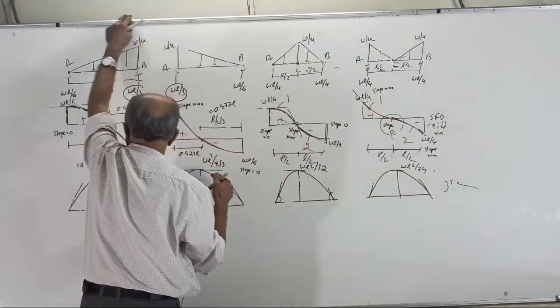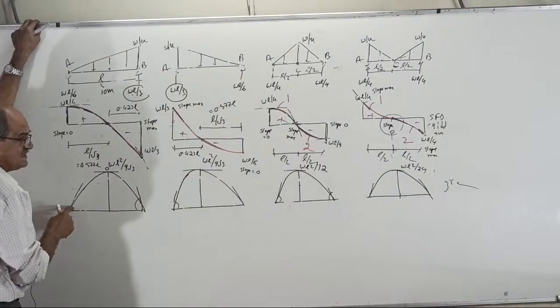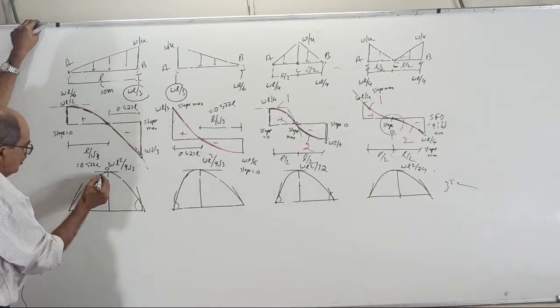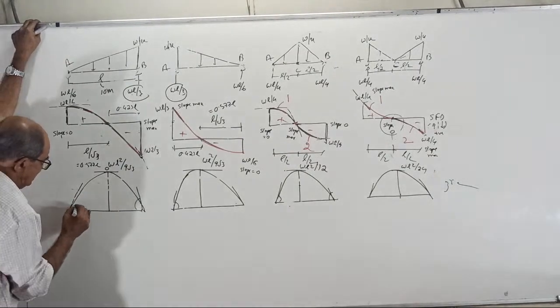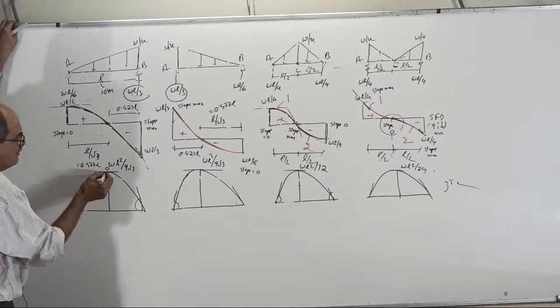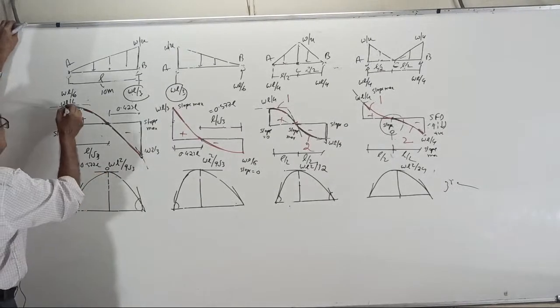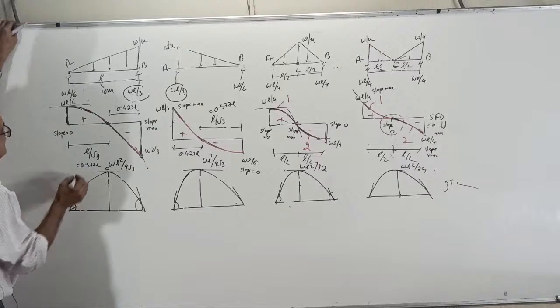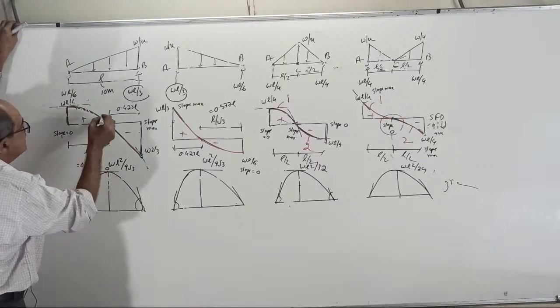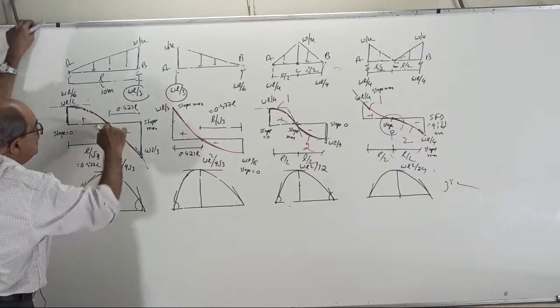Now see here, slope maximum positive keeps on reducing to 0. See now, if I draw by mistake this way, how nonsense it is. Why? 0 slope here and maximum slope here. No. Shear force maximum, slope maximum. Shear force reduces, slope reduces. Shear force 0, 0 slope.